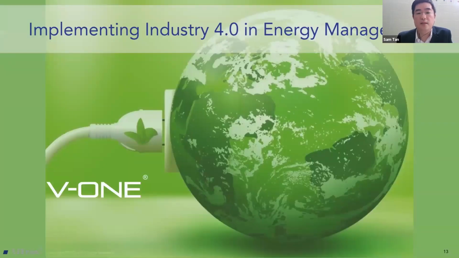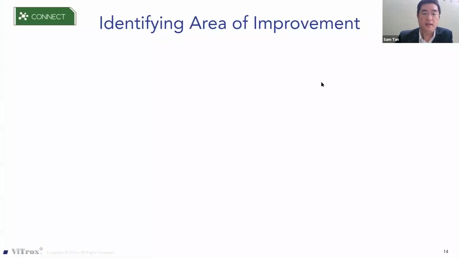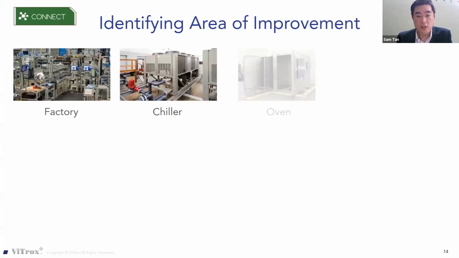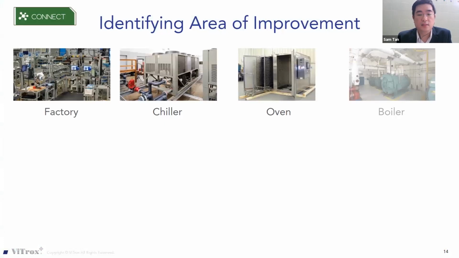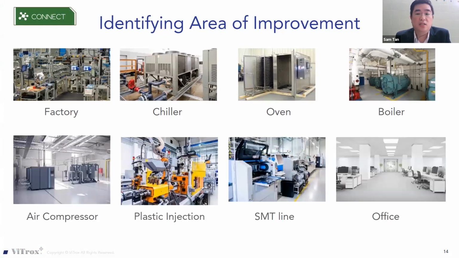So how do we implement next-generation energy management with our software? As usual, when implementing Industry 4.0, there are a total of 3 steps: connect, visualize, and proact. First step, connect. There are a lot of areas we might look into for energy management. Depending on your industry, you may need to identify the key energy consumption areas to work on.